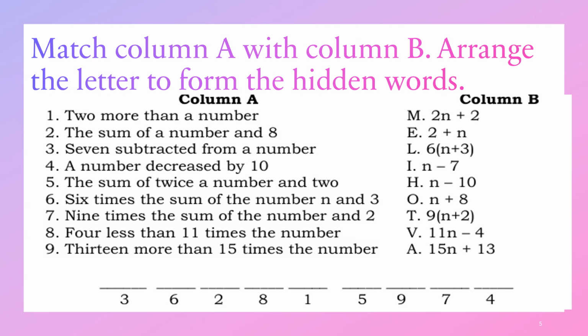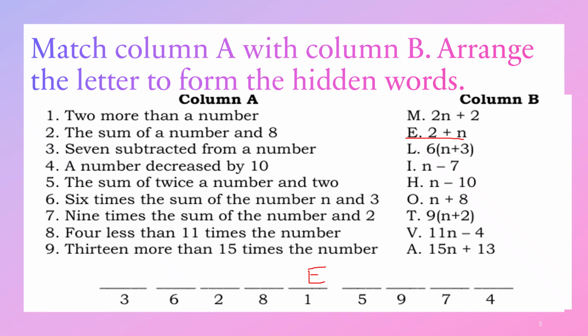Okay, so let's have this one first. As our first activity, match column A with column B. Arrange the letters to form the hidden words. Okay, two more than a number. So we have here E. So that means number one is E. Okay, so that's number one, two more than a number, so this is E.